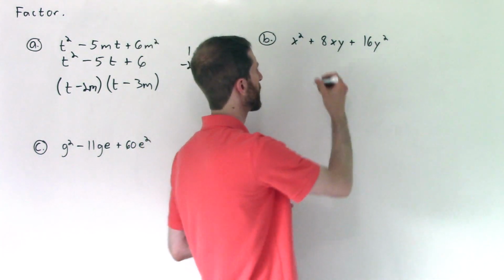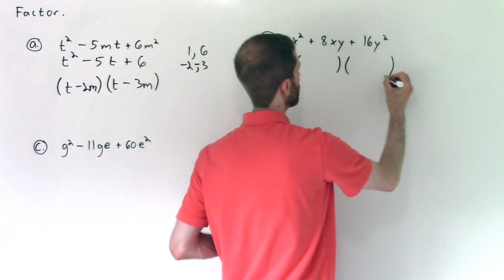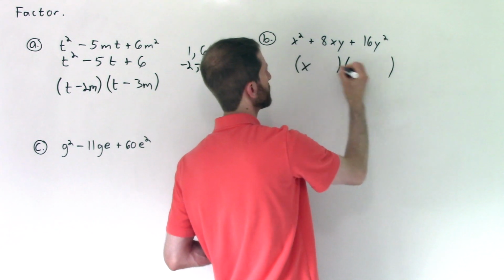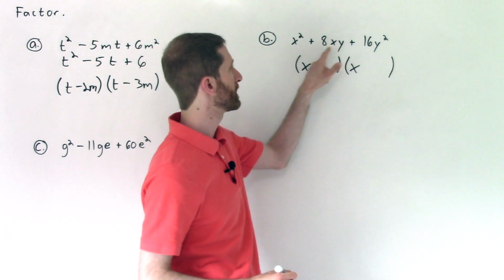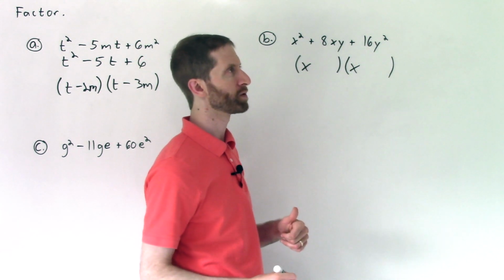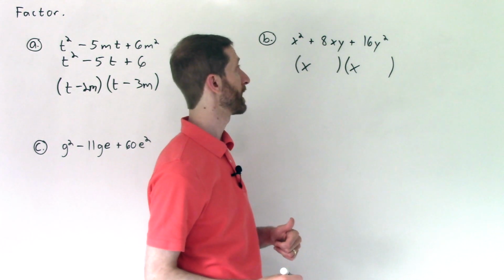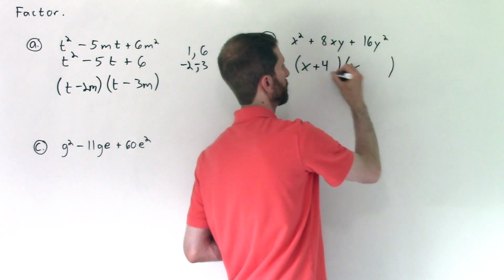Okay, so here we've got x's and y's. So how do we deal with that? Well, again, pretend like the y's aren't there. You have x and x. We know that we need numbers that multiply to 16 that add to 8. Well, 1 and 16 won't do that, and 2 and 8 won't add to 8. 4 and 4 will, so I have plus 4 and plus 4.